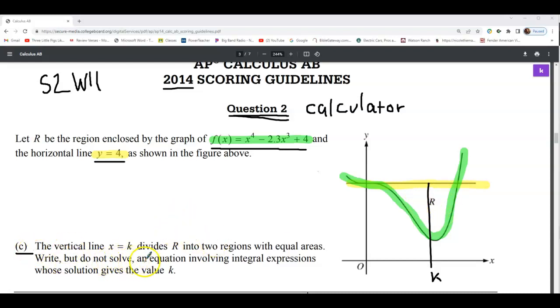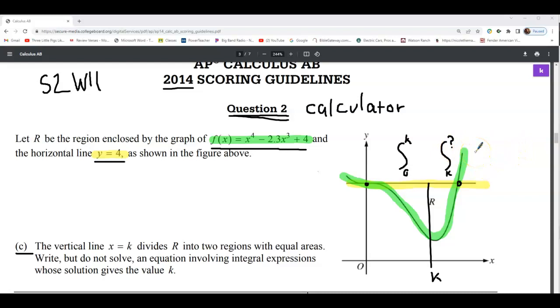It says write but do not solve an equation involving integral expressions whose solution would give the value of K. So basically we're going to have an integral on this side and an integral on this side. The integral on the left represents the area on the left. The integral on the right represents the area on the right. And for this one, you could tell it goes from 0 up to k. And then for this other area over here, it starts at k, and it ends right here where they're crossing, which I don't know right now, but we can figure that out on our calculator, so we'll do that in just a second.